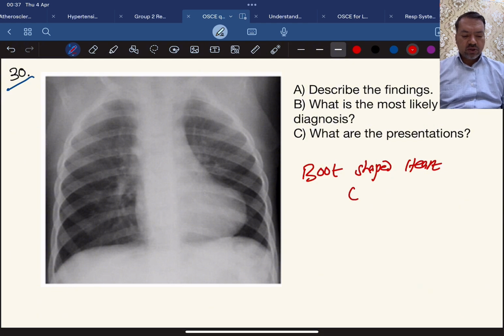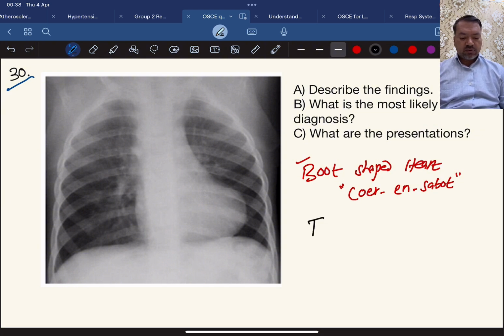It is also known as coeur en sabot. So this is another term which is used for the boot-shaped heart. And if a boot-shaped heart occurs, it is a case of Tetralogy of Fallot, TOF.